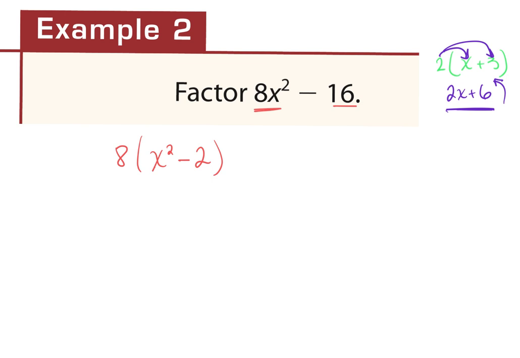You can check it by distributing. If you distribute, you should get what you started with. All right? So this would be my factored form. This would be the answer if it tells you to factor. You look for the greatest common factor and you divide it out. All right? So look at the rules for factoring at the top of page 405.